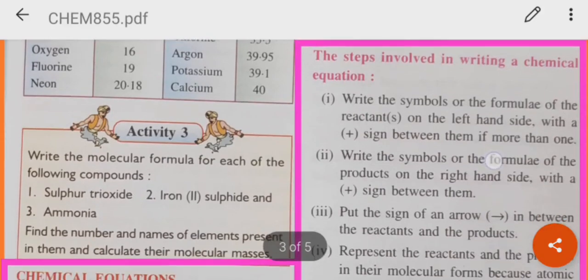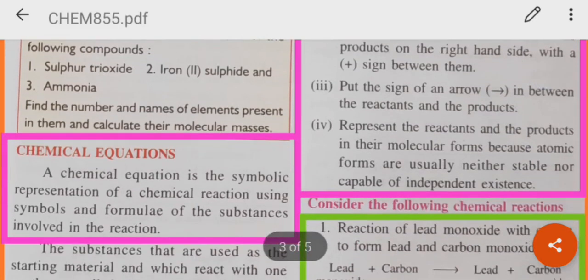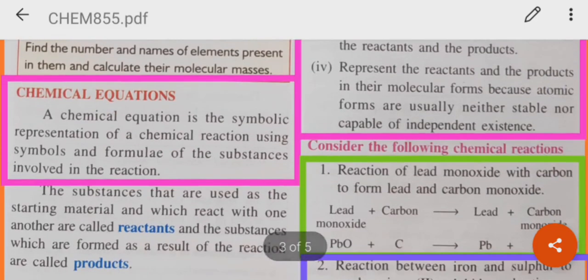Okay. Now, what are the steps involved? We must write the symbols or the formulae of the reactants on the left hand side with a plus sign between them. Write the symbols or the formulae of the products on the right hand side with a plus sign. Put the sign of arrow in between the reactants and the products. Then represent the reactants and the products in their molecular forms. Why? Because atomic forms are usually not stable. You know, atoms may or may not exist independently.